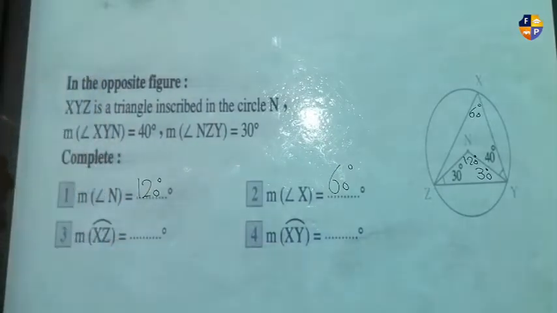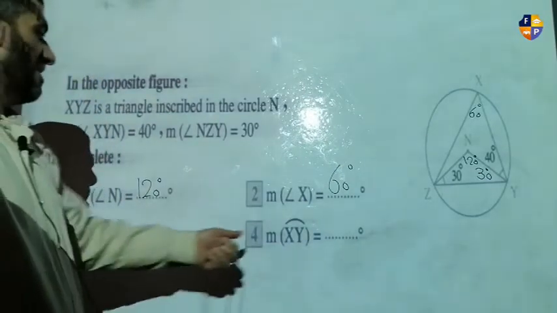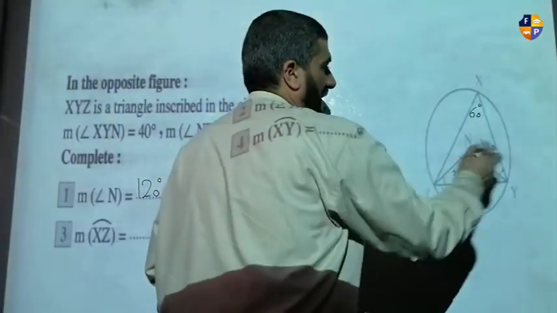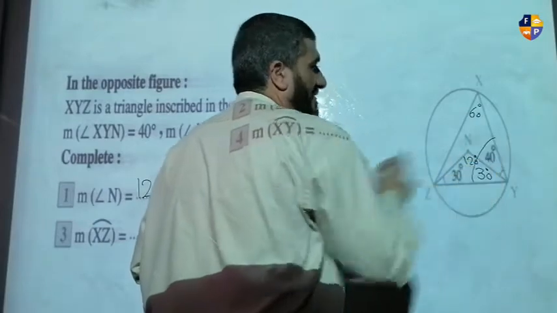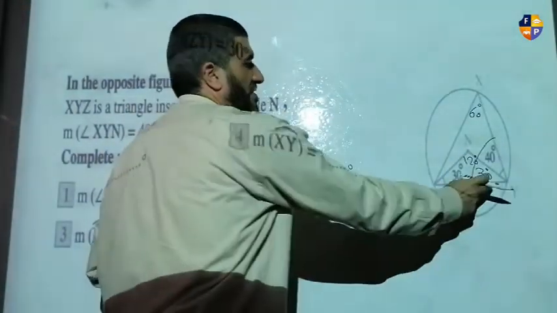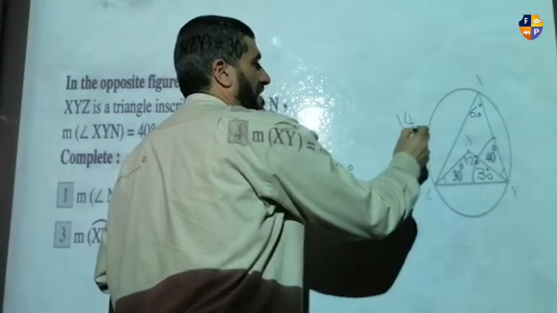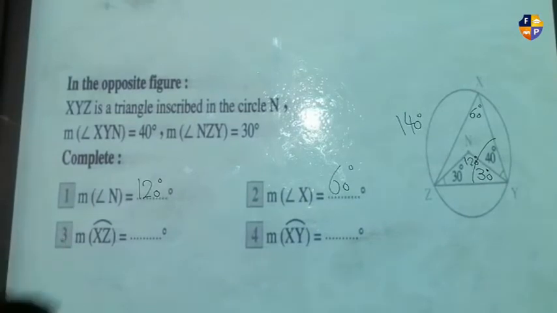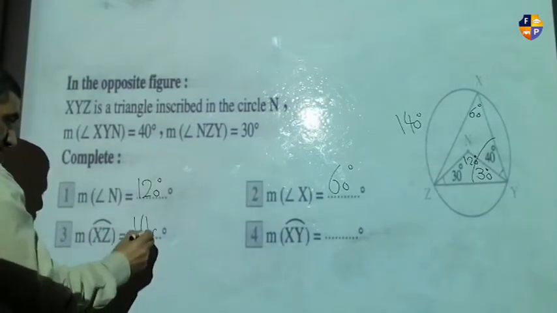Okay. Find the measure of arc XZ and arc XY. Angle Y is an inscribed angle equal to 70. Then arc XZ equals twice the inscribed angle, equal to 140 degrees. Then the measure of arc XZ equals 140 degrees.